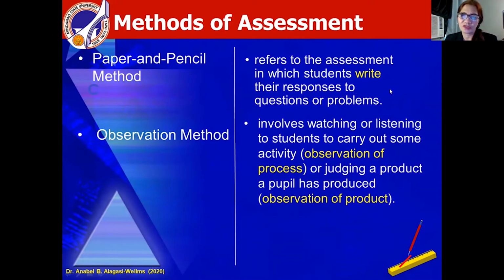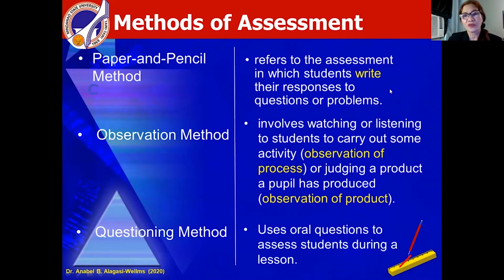So you're going to observe, and then from there you will have information about the performance of the students. This is the observation method. And the last one is the questioning method. The questioning method uses oral questions to assess students during a lesson. We usually ask questions to our students when we teach them.